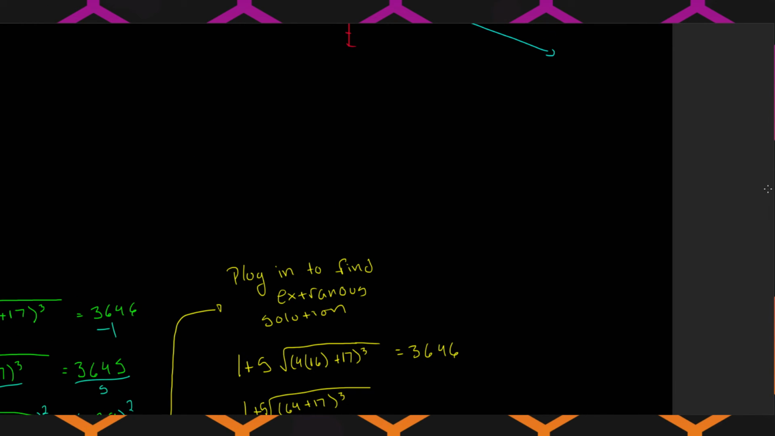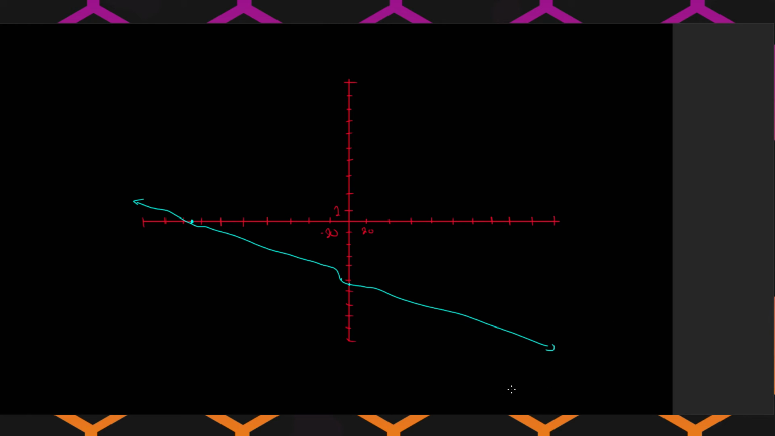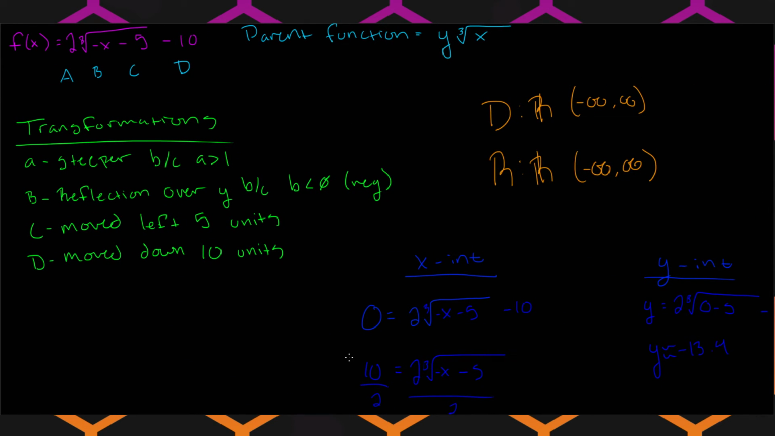So that's the first question down. Now we are going to move on to graphing transformations. So the next question gave me the equation f of x equals 2 times the cube root of negative x minus 5, minus 10. 2 is our a value. Negative x is our b value. Negative 5 is our c value, and negative 10 is our d value.